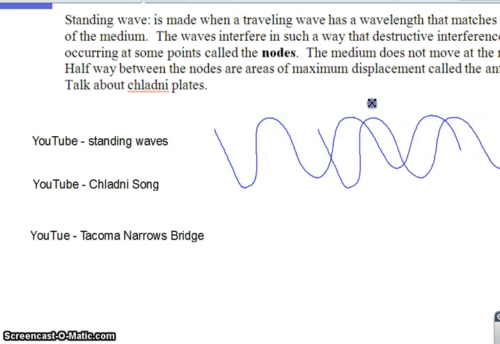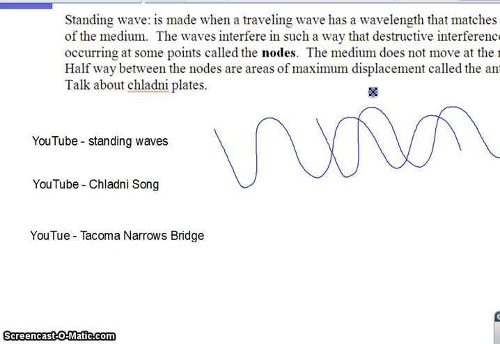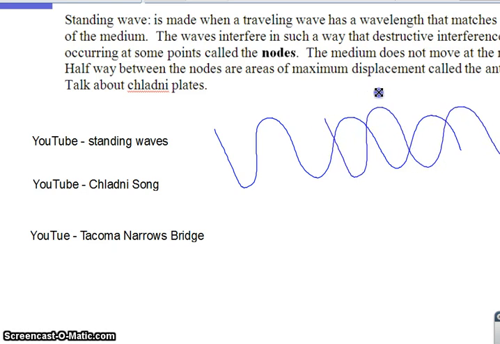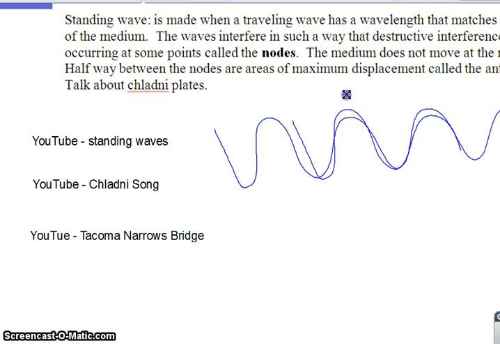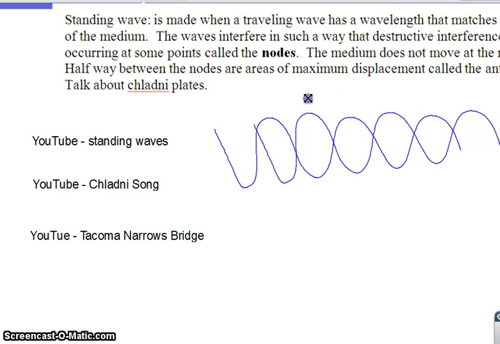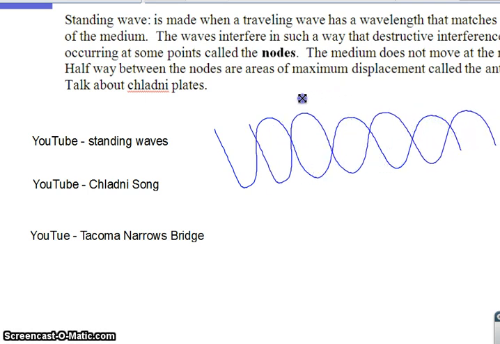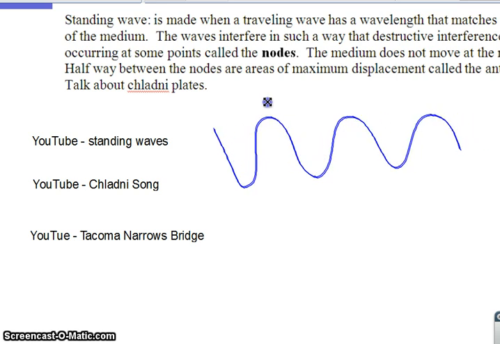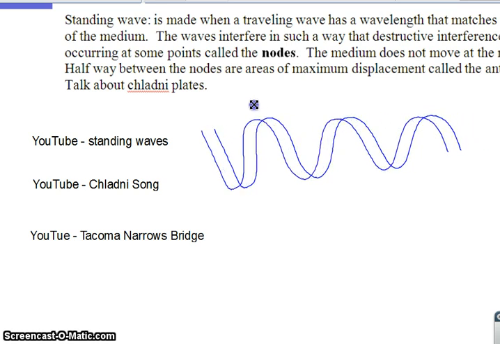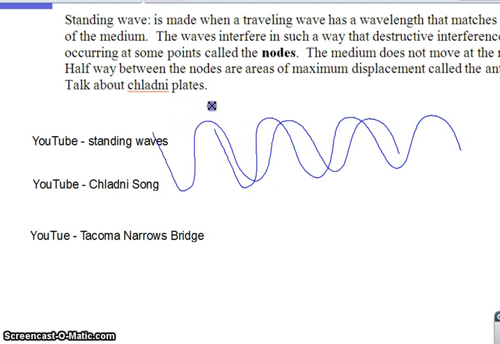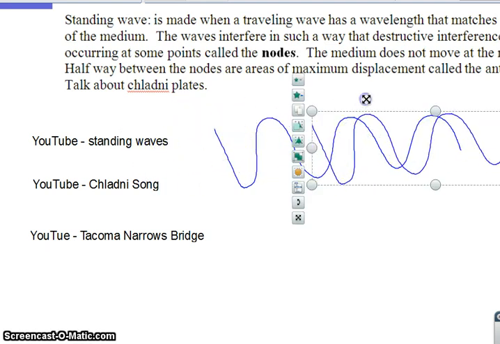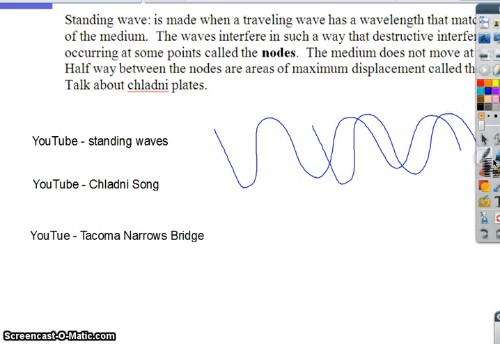All right, so I've got two waves traveling, and as this wave travels, right now the two waves are completely out of phase with each other, and so there'd be a lot of destructive interference happening. And then as the waves come together, there'd be a lot of constructive interference happening. And then again, a lot of destructive interference. Now as the waves go by each other, you get this constructive interference and destructive interference, and the overall effect of that happening is called a standing wave.